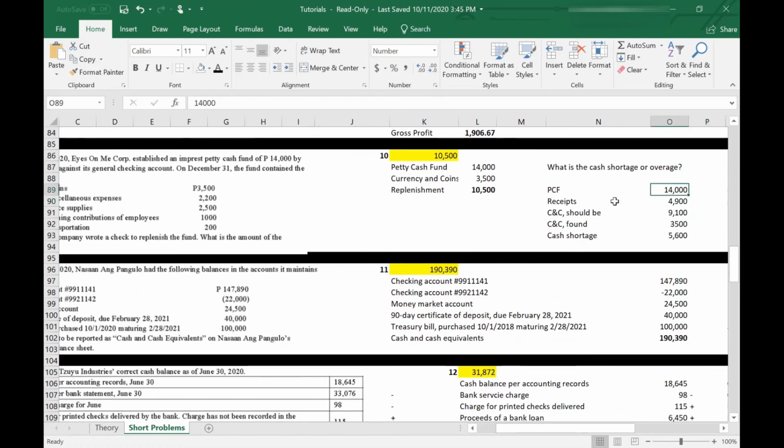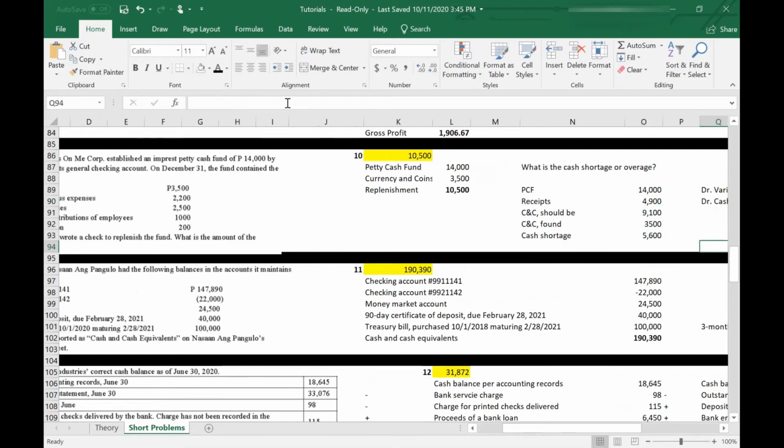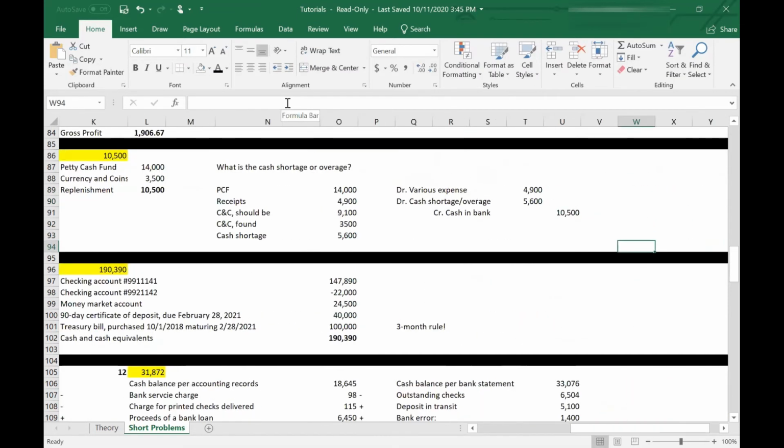So petty cash fund 14,000 minus the receipts of 4,900. Your currencies and coins should be 9,100. But then when you found only 3,500, therefore, there's a cash shortage amounting to 5,600. So the entry to replenish the check would be debit various expense 4,900, these are your receipts, and debit cash shortage or overage amounting to 5,600, and you credit cash in bank amounting to 10,500 pesos.